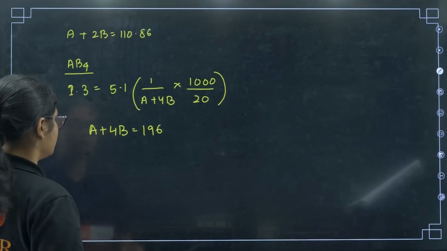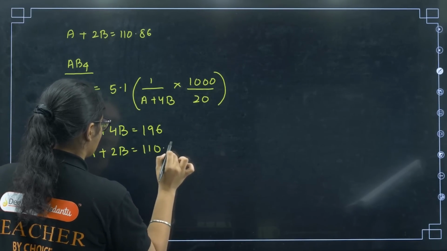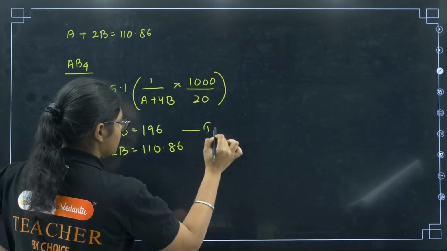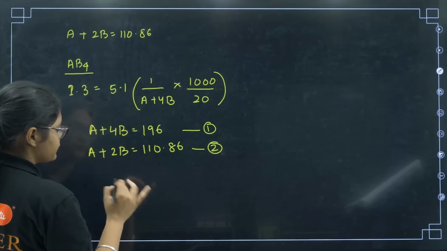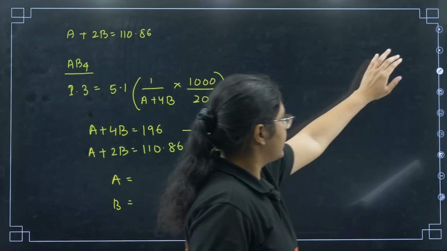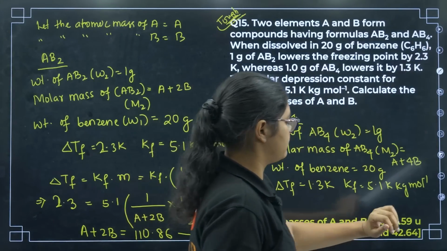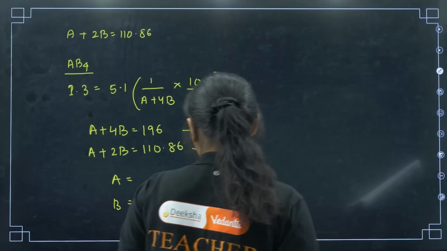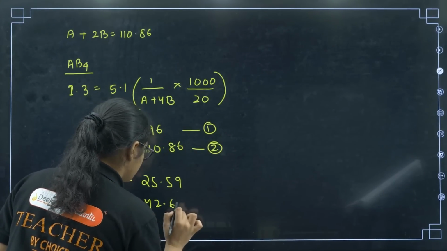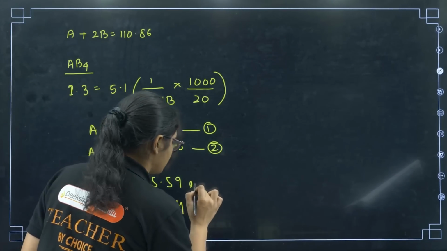Okay, so now I have two equations, and A plus 2B is equal to 110.86. Now if you solve these two equations, equation 1 and equation 2, you can find the value of A and B. A will be around 25.59 and B is 42.64. So these will be the answers, or the atomic masses, you can write down.